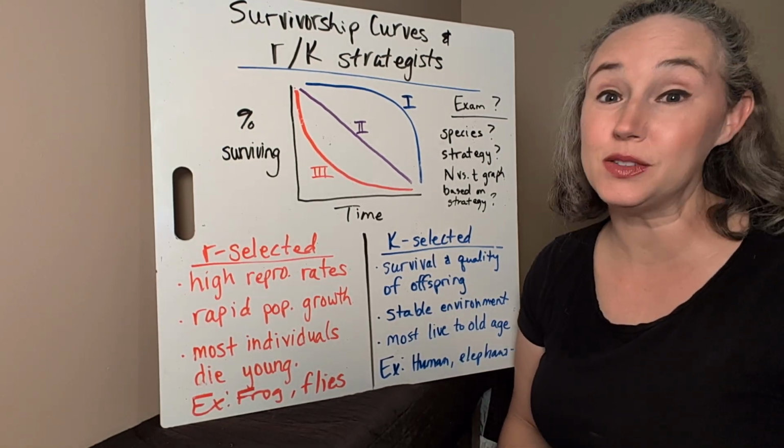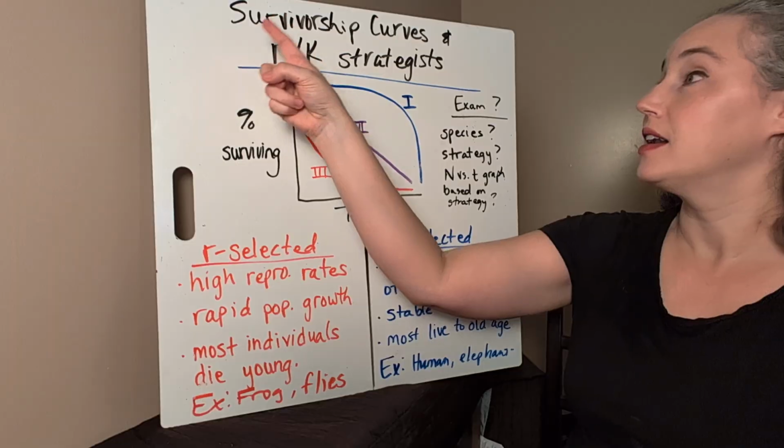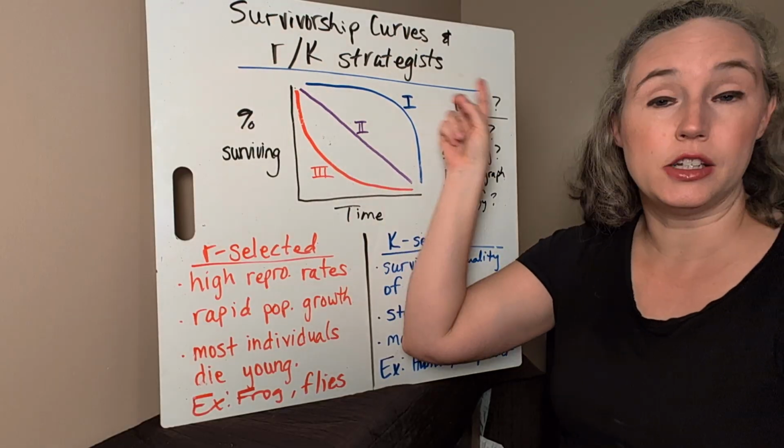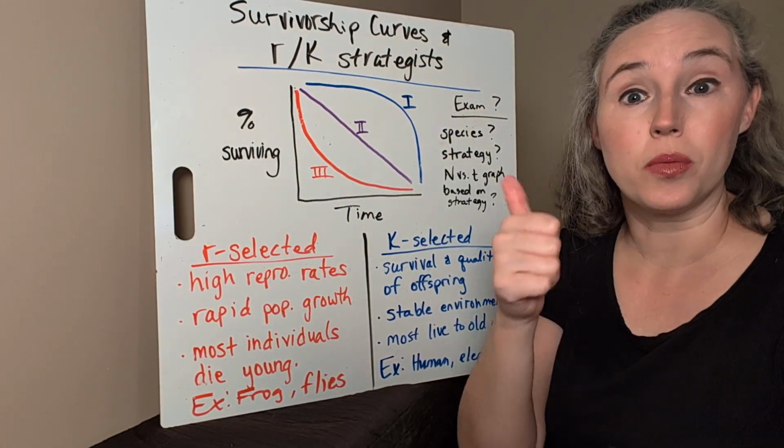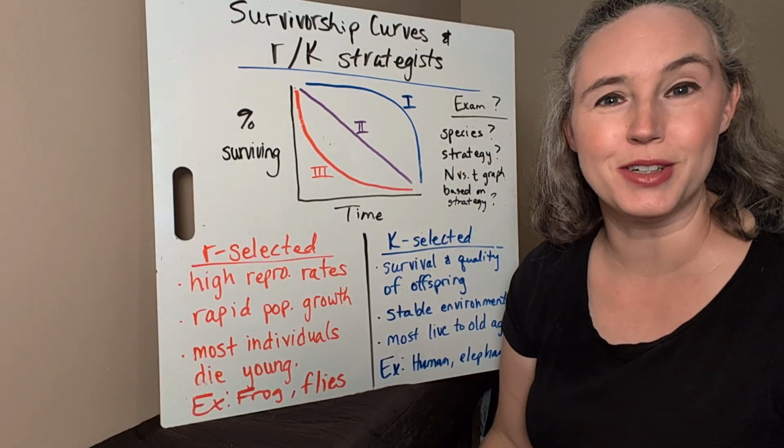Hi, it's Miss Parrott. In this video, we're going to quickly look at survivorship curves and R and K strategists. This is important for both AP Biology and AP Environmental Science students.